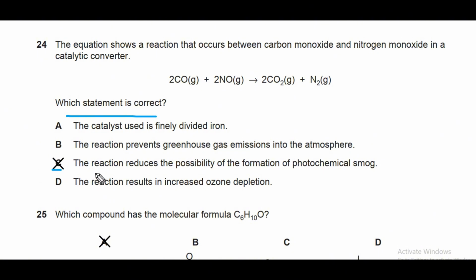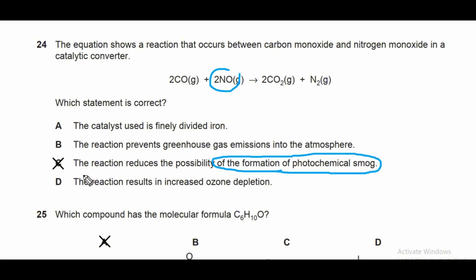C. The reaction reduces the possibility of the formation of photochemical smog, as nitrogen oxide reduces. The amount of nitrogen oxide decreases, so photochemical smog will decrease. That's why the reaction reduces the possibility of the formation of photochemical smog. So C is the right answer.